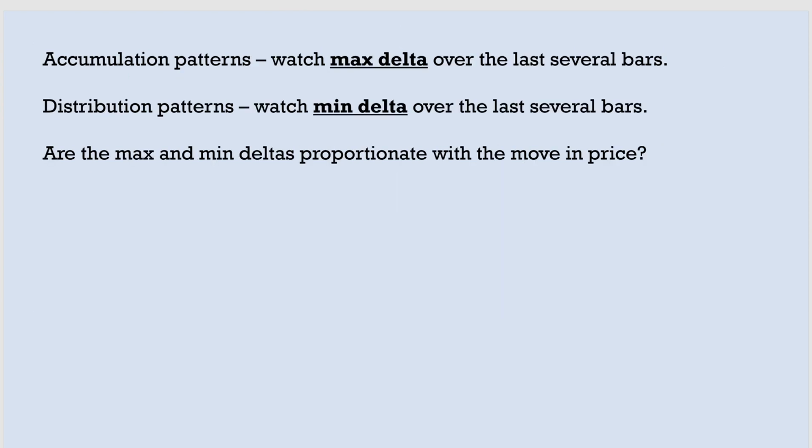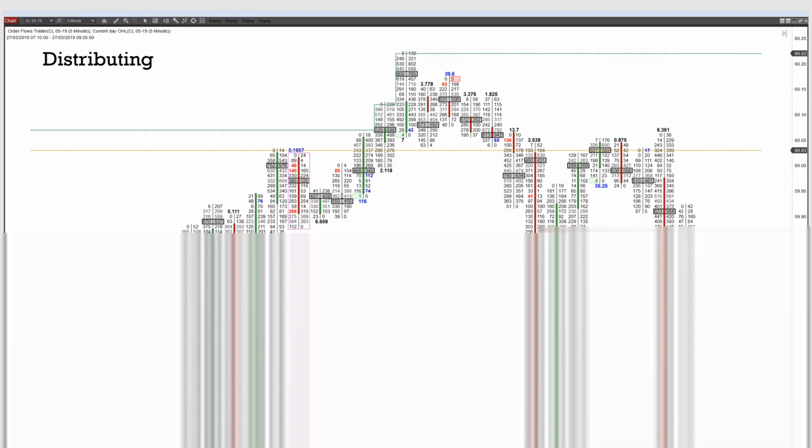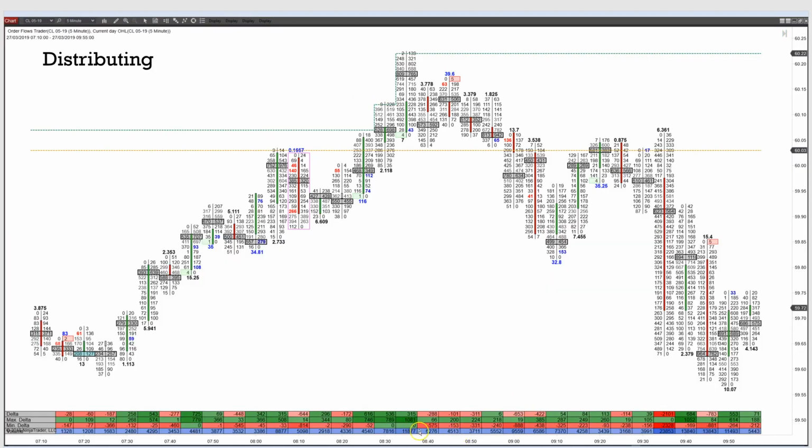Okay, so before I end this module, I just want to go back to this slide here. Accumulation patterns: watch max delta over the last several bars. Distribution patterns: watch min delta over the last several bars. I just want to explain this a little bit further. So distribution: watch what's happening in the min delta. Do you have strong min deltas in here? Do I think the market's distributing in here?